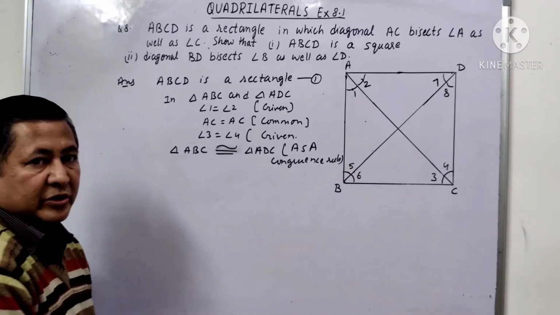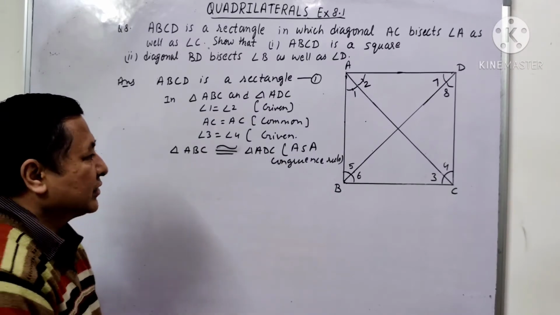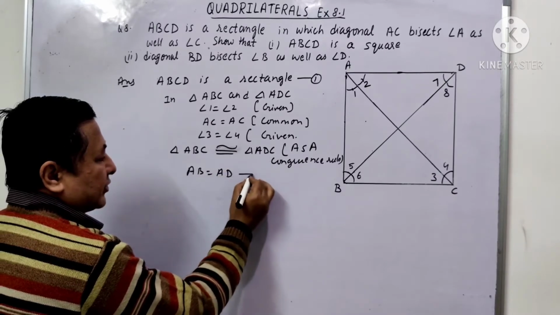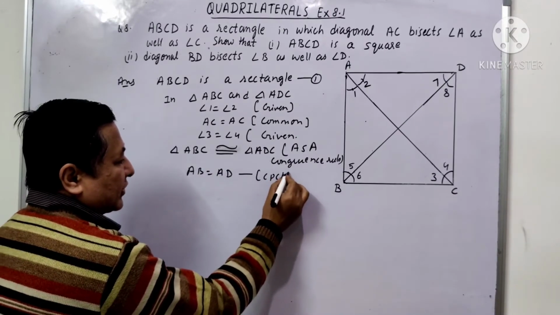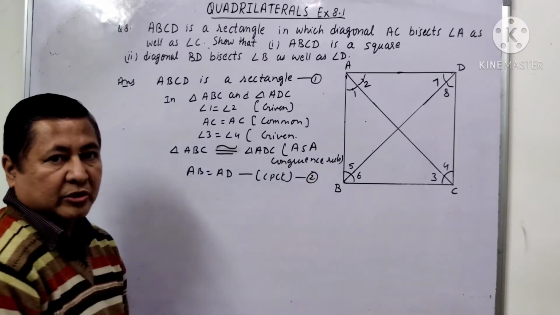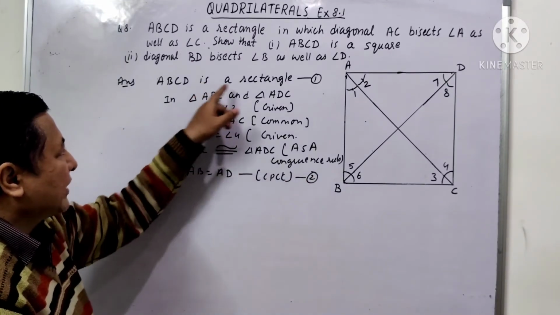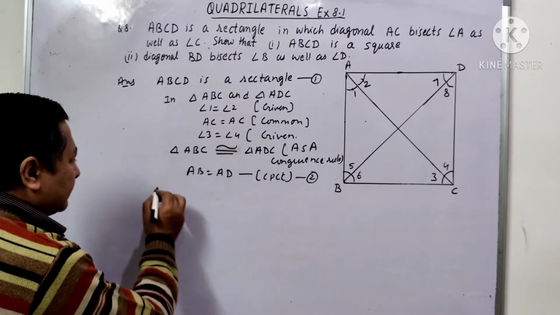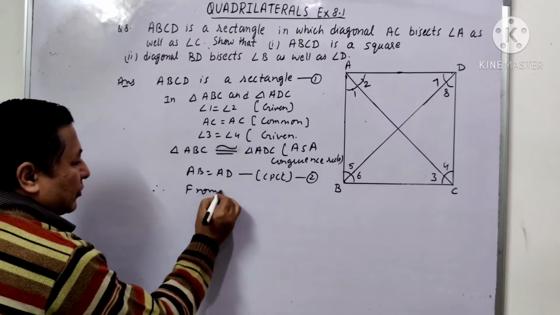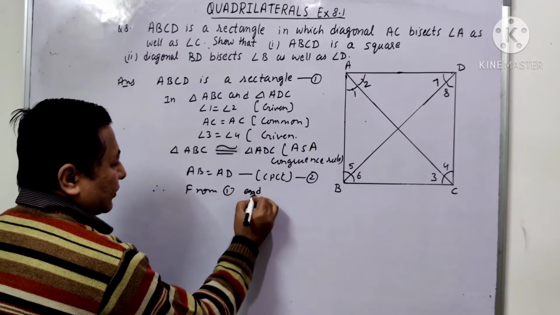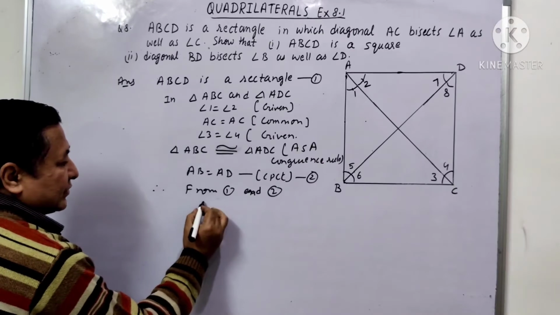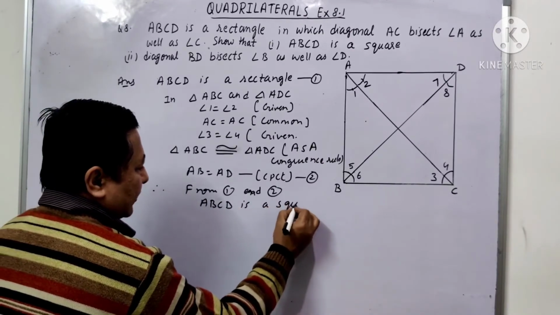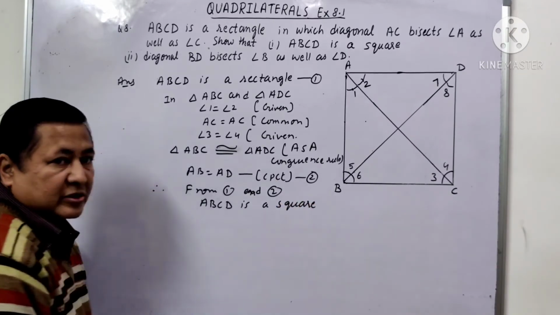Now since these two triangles are congruent, their corresponding parts will be equal. So in that case AB will be equal to AD. This is corresponding parts of congruent triangles and it is marked as equation number 2. Now in equation number 1, ABCD is a rectangle and here we have proved adjacent sides equal. Therefore from first and second we can say that ABCD is a square. So now we have proved the first part.